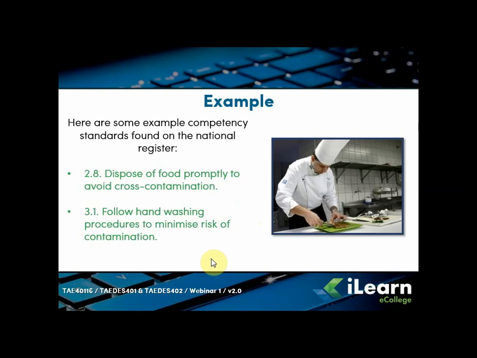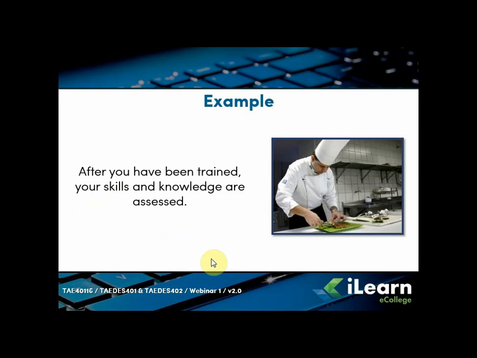Yep, so after looking at the unit of competency on training.gov, here's a couple of examples of some performance criteria. So one of them is dispose of food promptly to avoid cross-contamination. Seems pretty important if you want to be handling food safely in a retail environment. And also following hand washing procedures to minimize risk of contamination. So you don't just run your hands under some water, you have to follow a particular hand washing procedure. Again, it's all so that you can handle food safely in a retail environment.